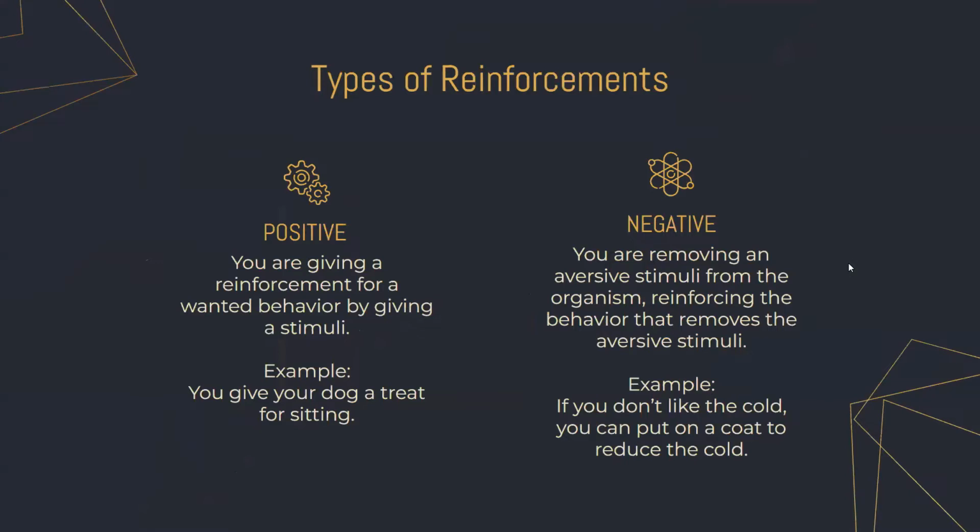So these are the two types of reinforcements that you will be encountering, positive and negative. Reinforcement always means to strengthen a behavior. So a positive reinforcement is giving something to strengthen a wanted behavior, like giving your dog a treat for sitting. And a negative reinforcement is taking away an aversive stimulus to strengthen the behavior. So if you don't like the cold, you can put on a coat to reduce the cold, the aversive stimulus being the cold.